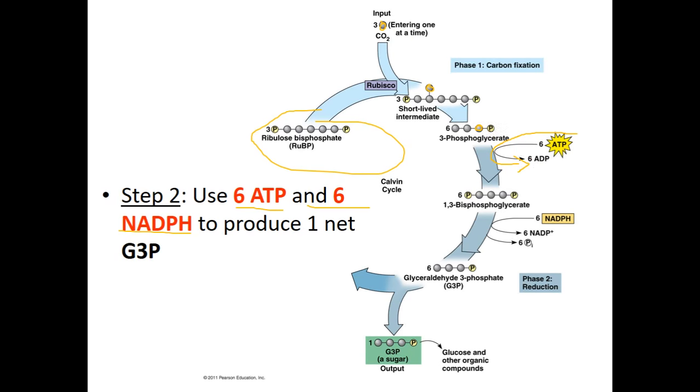ATP comes in here and phosphorylates this. And then we go from this intermediate to this one. Then NADPH comes along, drops off an electron. Anytime you see an exchange like this going on, it's important to note that you're going from ATP to ADP. That means you're putting energy into this reaction. Same thing here, NADPH to NADP+. You're putting energy into this reaction.